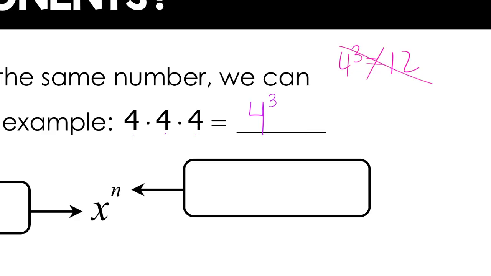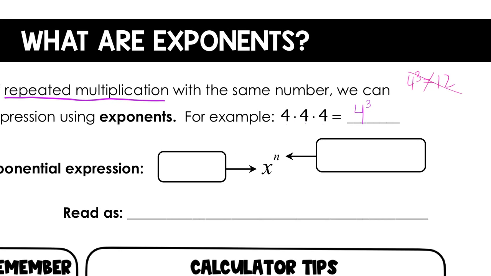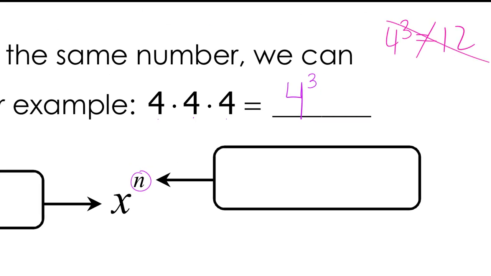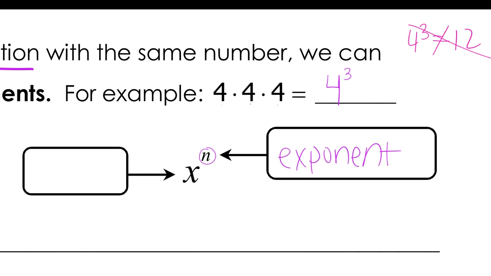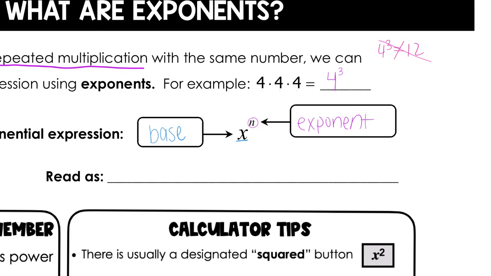Okay, so let's review a couple vocabulary words here real quick. The little number up there, that's called the exponent. And then the big number that it's attached to, this part right here, this is called the base. And if you were to read that out loud, this means x to the nth power.